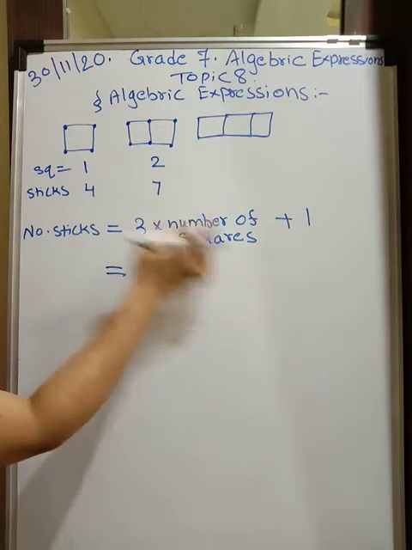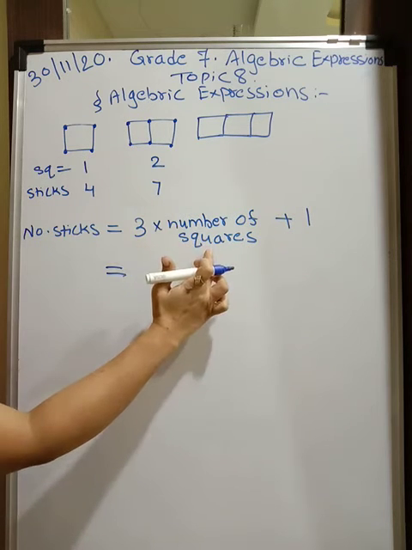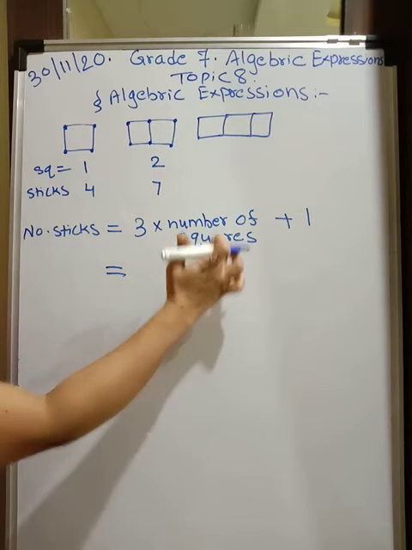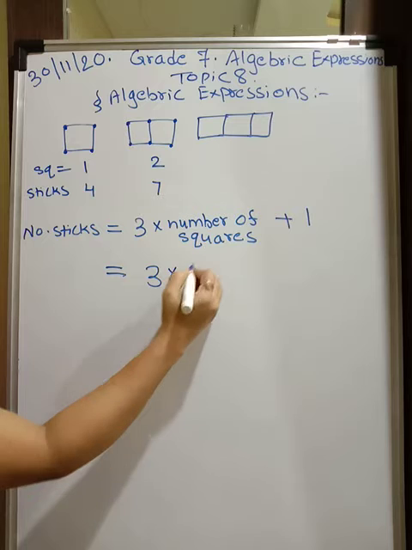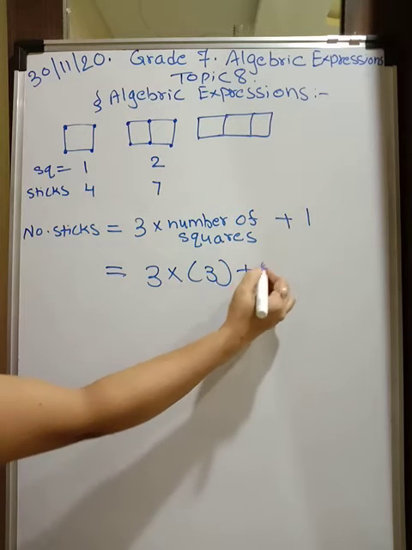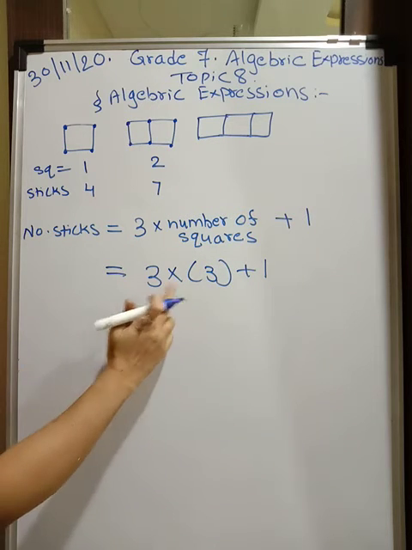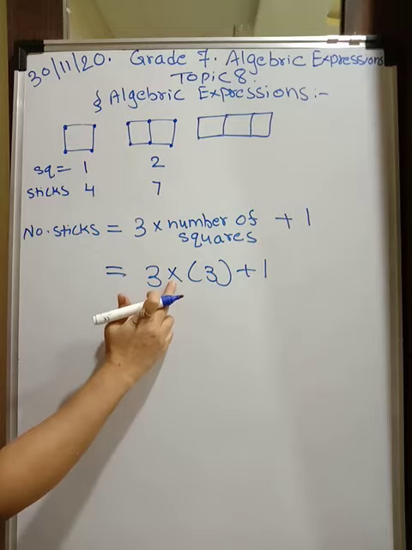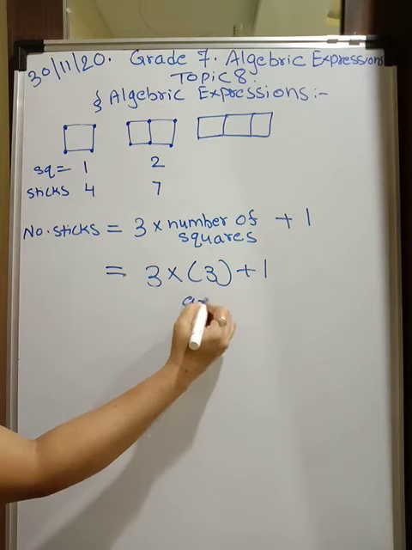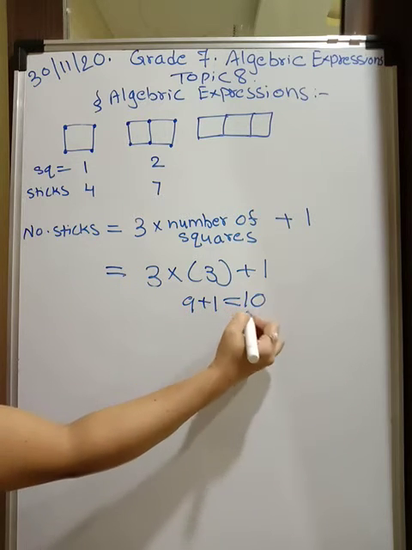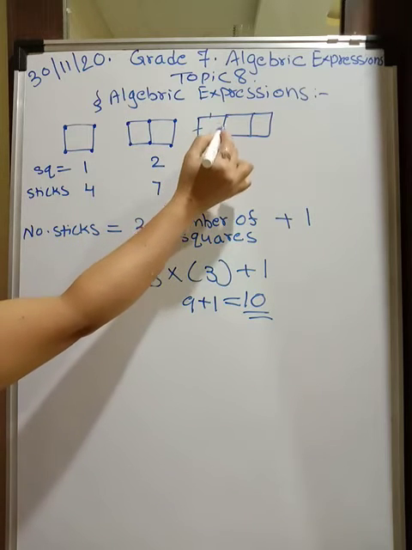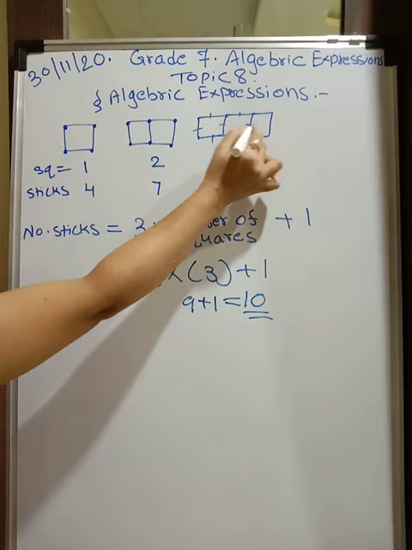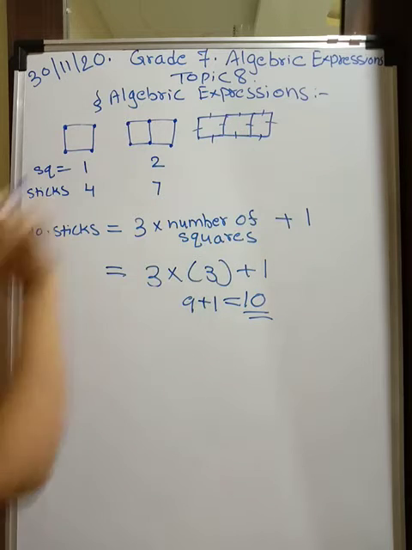Number of squares. Like in the first diagram there is only one square. Here there are 2 squares. Now there are 3 squares. So this will be 3 into 3 plus 1. Your BODMAS tells us that multiplication should be done first. 3 3s are 9 plus 1 will be equal to 10. Let us count the sticks. See now, 1, 2, 3, 4, 5, 6, 7, 8, 9 and 10.